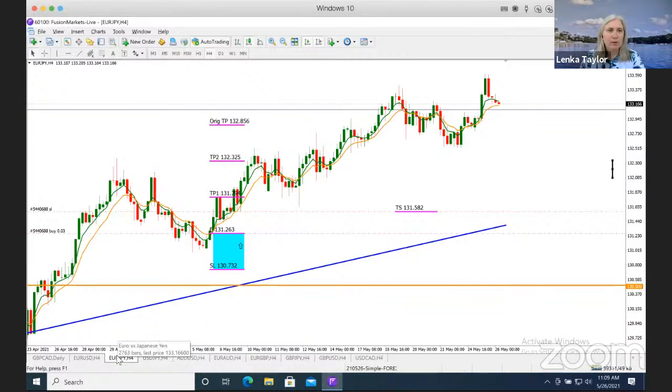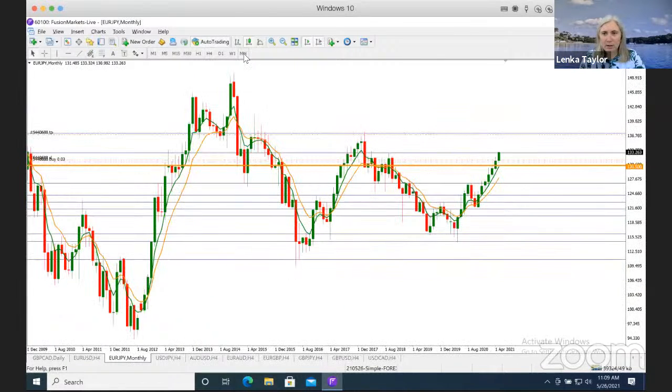Next currency pair I'm going to have a look at is Euro Jpy. So Euro Jpy, we've been in for a few weeks there as well. This one is still going in the upward direction. So in terms of monthly, that's looking really good. I'm still looking for a long all the way up to here on the weekly.